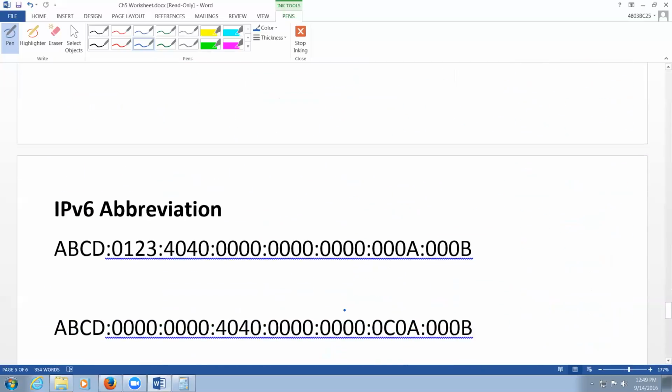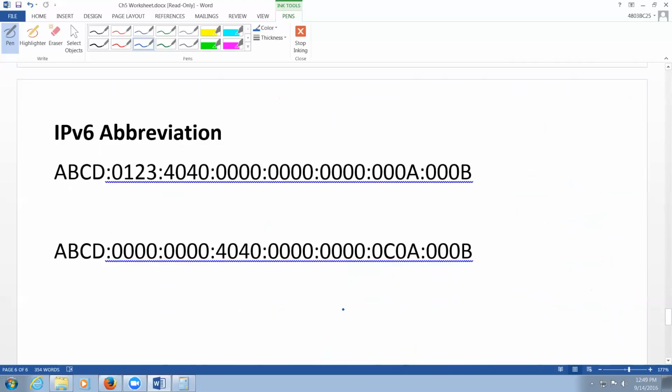But if we look really quick at IPv6 abbreviation, what you can do in IPv6 is abbreviate any leading zeros. So right here, this 0123, we can write as 123. Then it'd be 4040. Any clump you have with all zeros, you could put double colons in there and just delete all that stuff out. So on this one, you could say 1, 2, 3, 4040, and you have to know this for the test too.